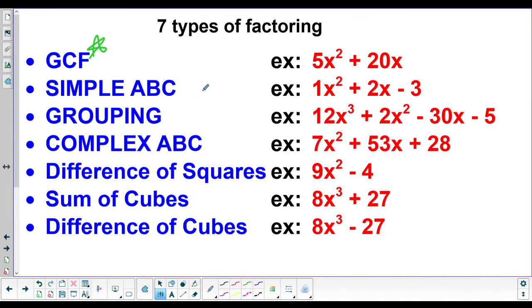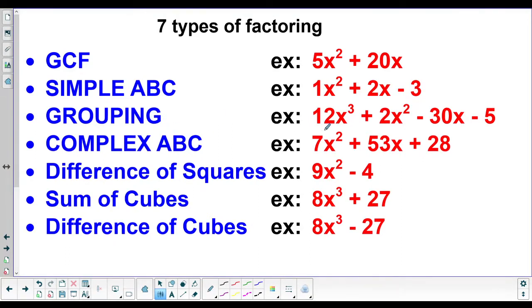All right. Simple ABC, or just simple factoring, is the easiest to tell because there are going to be 1, 2, 3 terms, and then the number in front of the x squared will be a 1. Most of the time, that 1 will be invisible, but anytime you have 3 terms, and the first term is just x squared, it's got to be simple factoring. Easy as that.